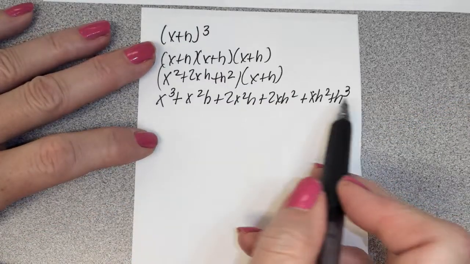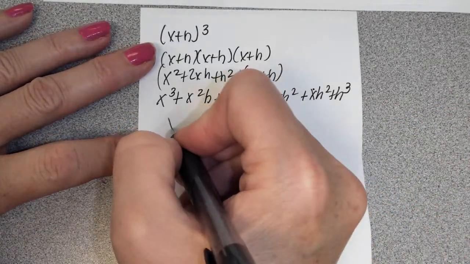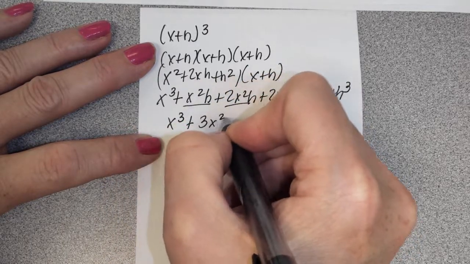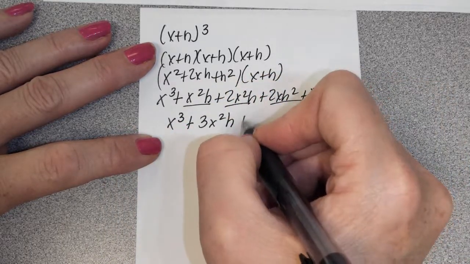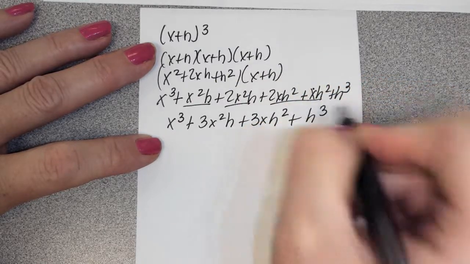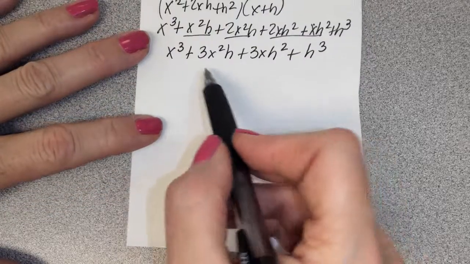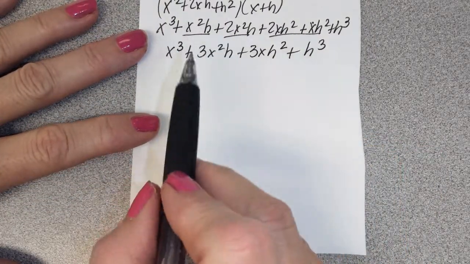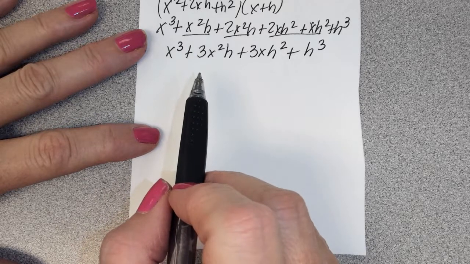You guys see what I'm doing there? Just FOILing it all out, combining like terms. These are like terms. These are like terms. And that. This is the answer when I do that. Now, it's a bit of a pain to do that.